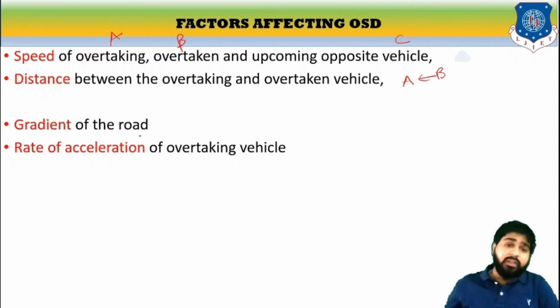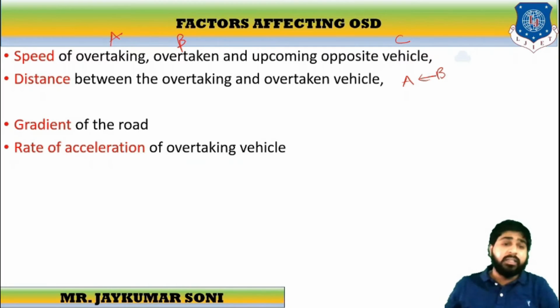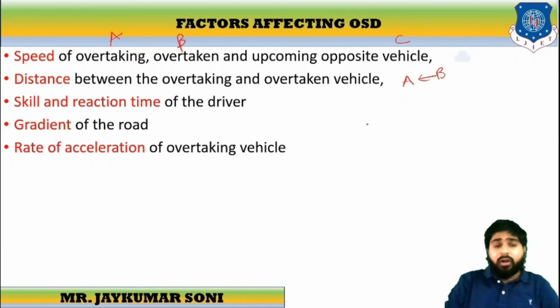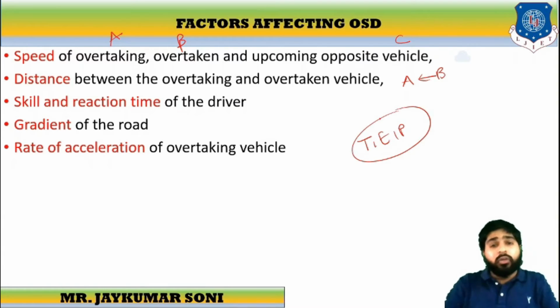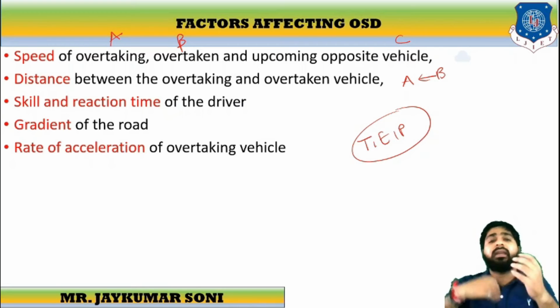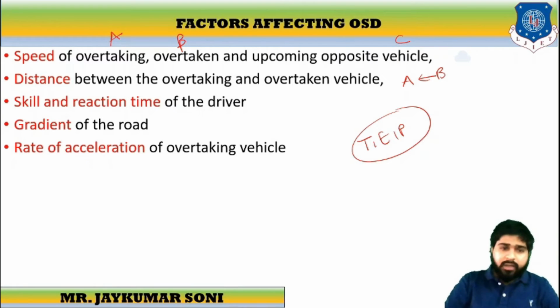The gradient of the road, what kind of gradient is provided over there? Because if the gradient is more, the time, effort and power required in order to overtake another vehicle will be consumed more. So the gradient of the road plays an important role.